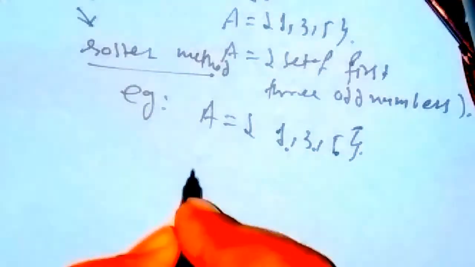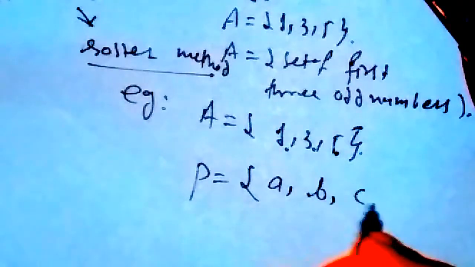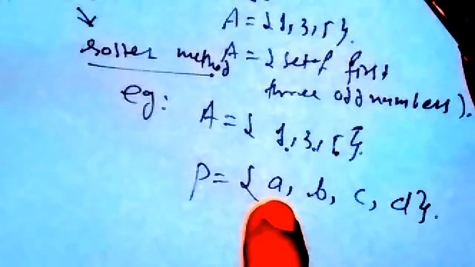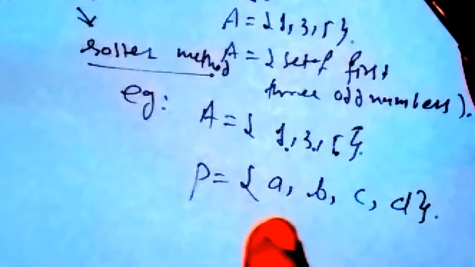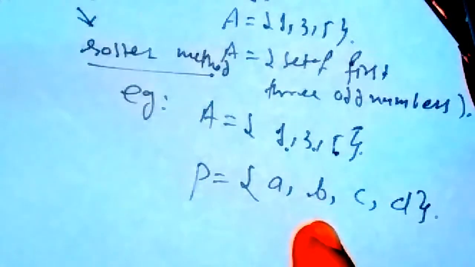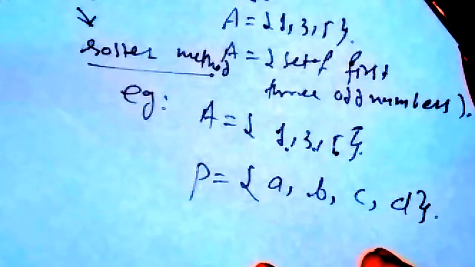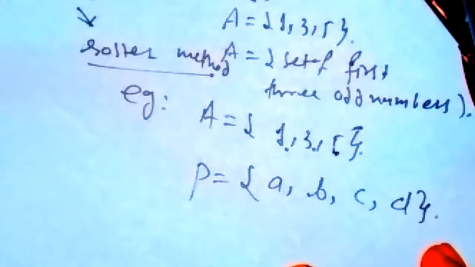Let's give another example. P is equal to {A, B, C, D}. You can see here set P. Here A, B, C, D are elements of the set which are separated with commas and kept inside of the braces. So this method is called the listing method. So listing method means we keep all the members of the set inside of braces separating with commas. So we list the elements of the set.